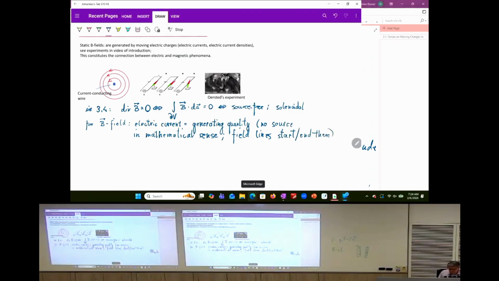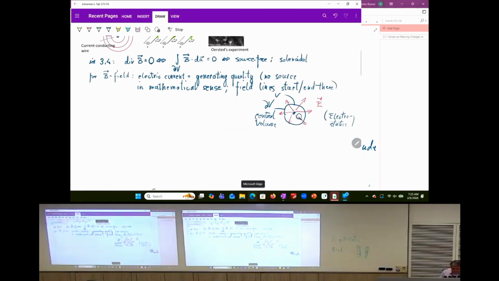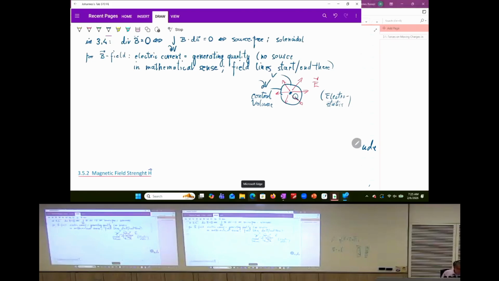If you compare with electrostatics, you have your charge Q, and an electric field originating from that point charge. You can define a control volume V, which has a closed surface. But that is for electrostatics. So how does it look for the B field? We have just named it.